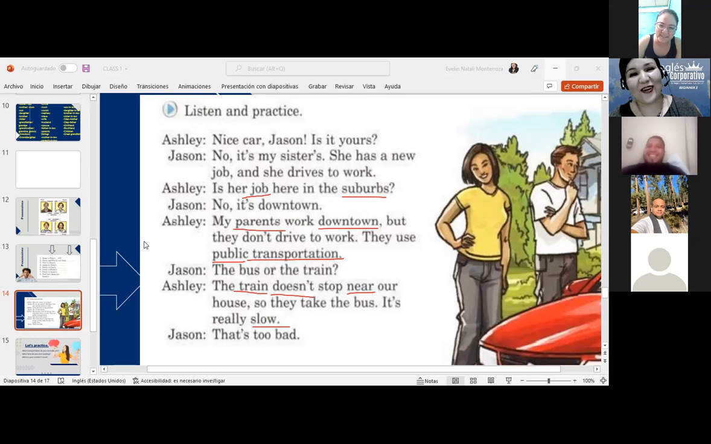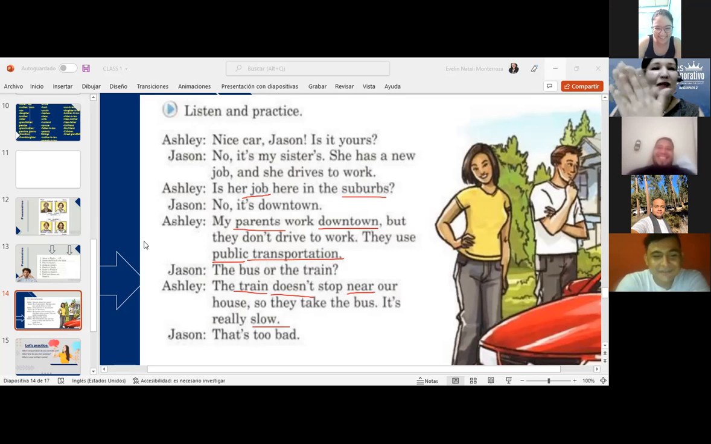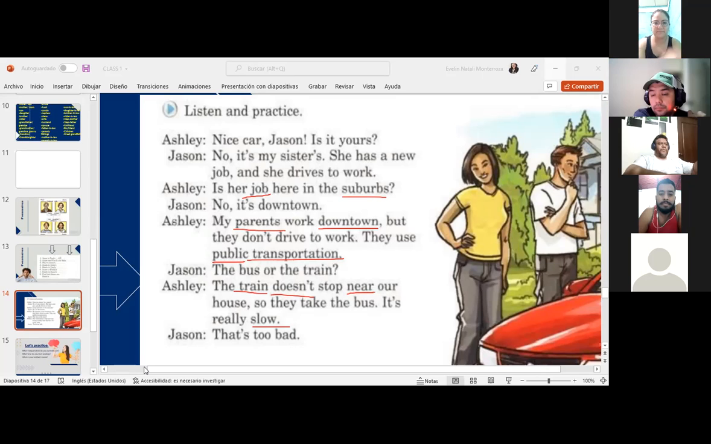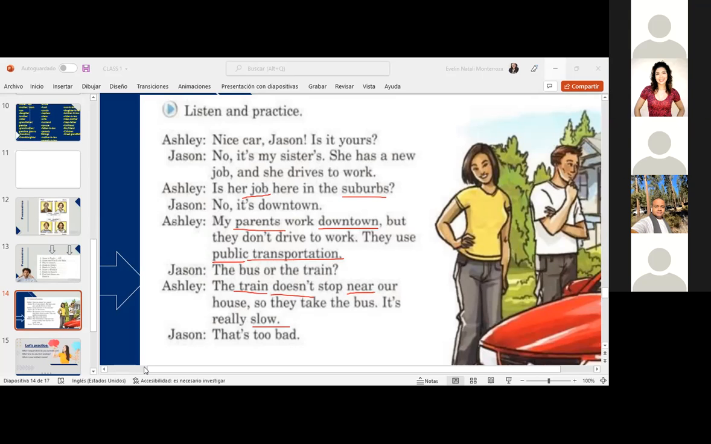That's too bad. Por años luz no ganaron los hombres. Big clap for the boys. They did a very good job. Now, ladies, we are Jason, and the boys are Ashley. But we need to be a very good Jason. Okay, Brenda, are you ready? We are going to be a very good Jason. Vamos a hacer un buen Jason. Y ustedes sean una buena Ashley, okay?